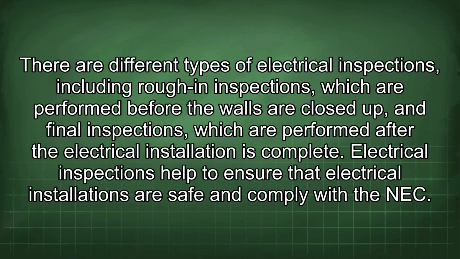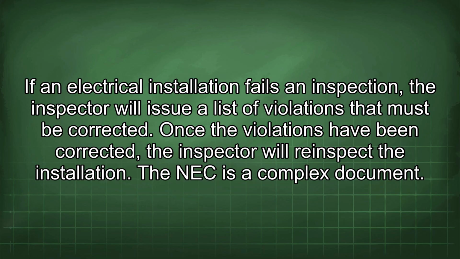There are different types of electrical inspections, including rough-in inspections, which are performed before the walls are closed up, and final inspections, which are performed after the electrical installation is complete. Electrical inspections help to ensure that electrical installations are safe and comply with the NEC. If an electrical installation fails an inspection, the inspector will issue a list of violations that must be corrected. Once the violations have been corrected, the inspector will re-inspect the installation.